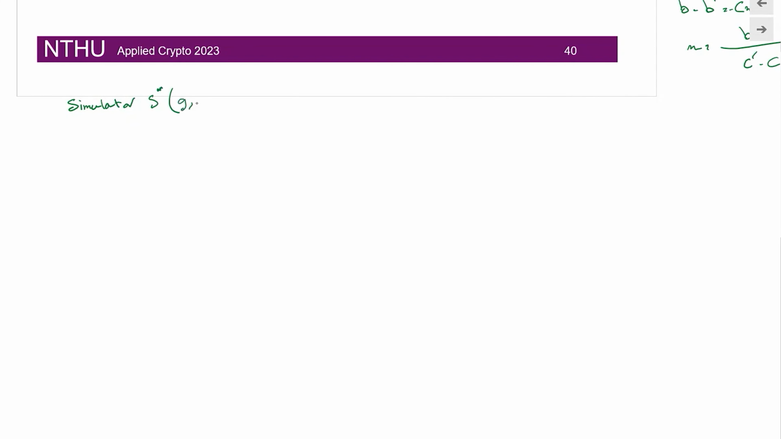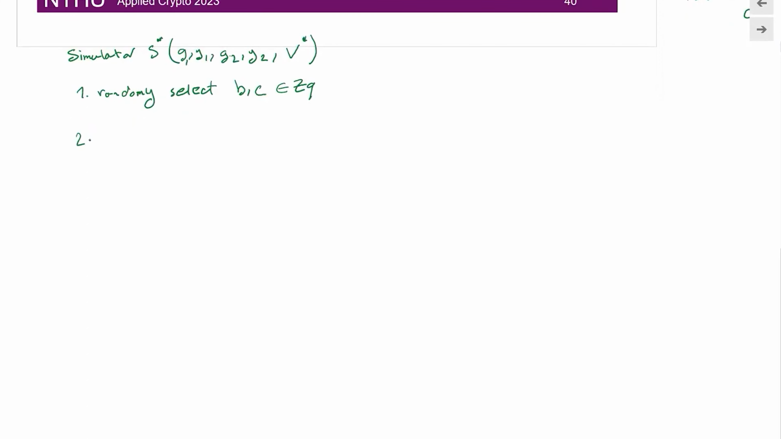on given G1, Y1, G2, Y2, and the verifier, the first thing it has to do is randomly select B and C from Z_Q to compute A1, which is G1 to the B and Y1 to the C, and A2 equals G2 to the B and Y2 to the C.